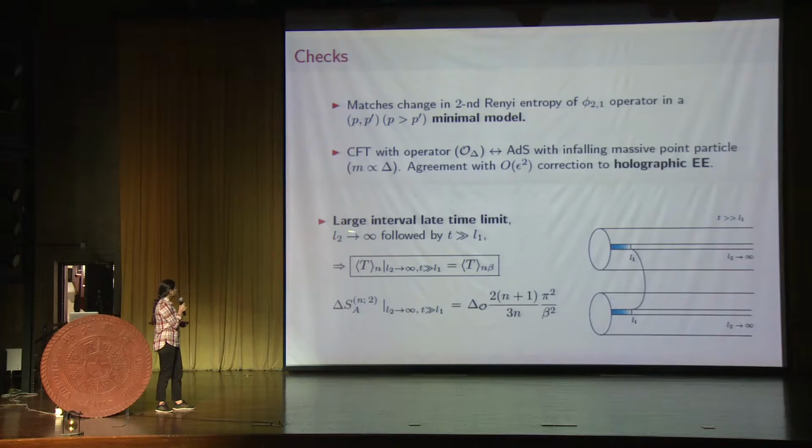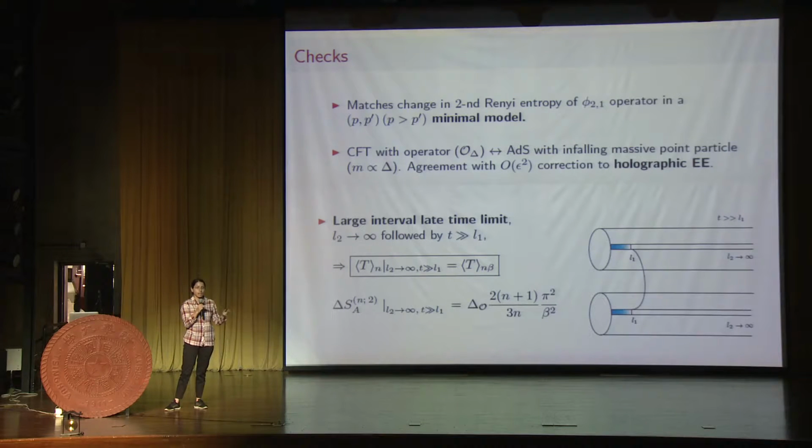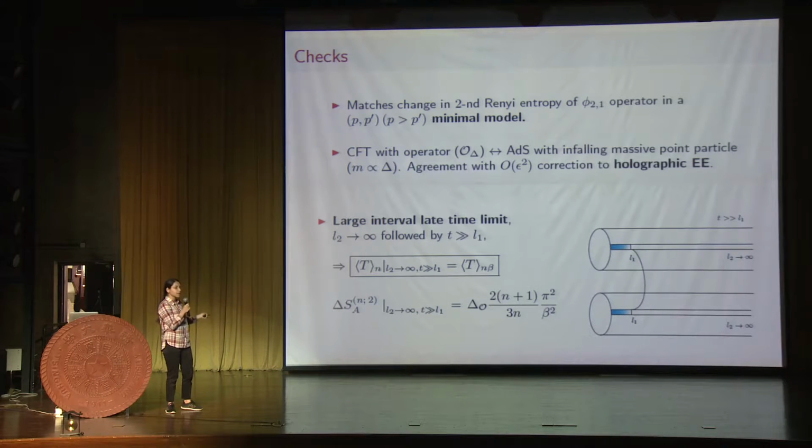We have looked at the large interval late time limit. In this limit, the expectation value of the stress tensor on an n-sheeted Riemann surface just reduces to the expectation value of the stress tensor on a cylinder of period n beta. So this is an independently obtained result, and it matches with the large interval late time limit of the result I showed in the previous slides.